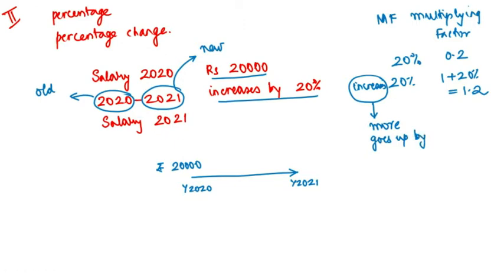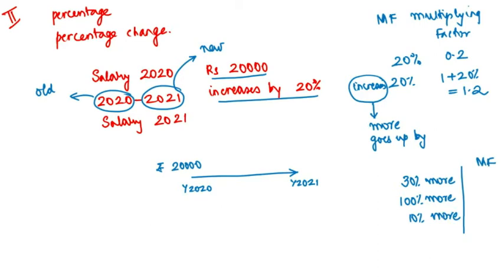Now can you please tell me, if I say 30% more, what is the multiplying factor? Type in, what is the multiplying factor if I say 30% more? What is the multiplying factor if I say 100% more? What is the multiplying factor if I say 10% more? Please type in the answer. 3 questions I am asking you.